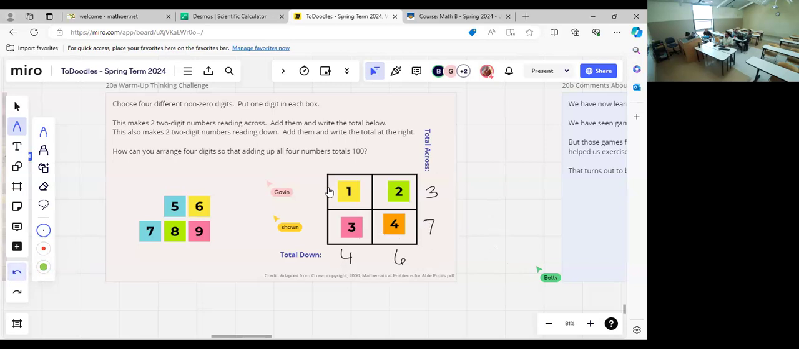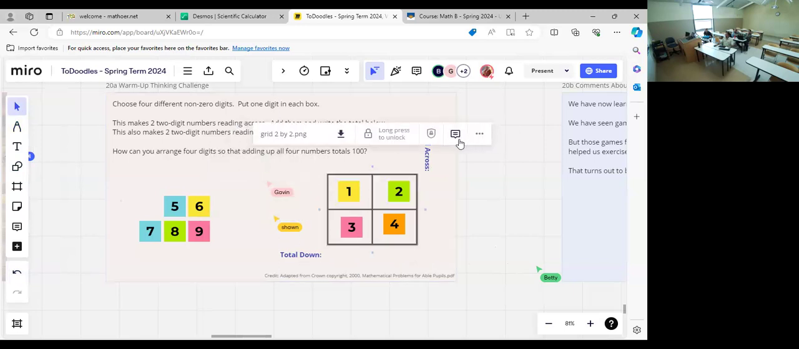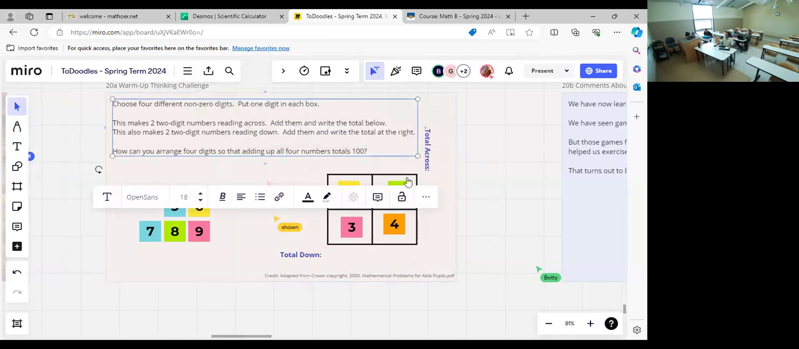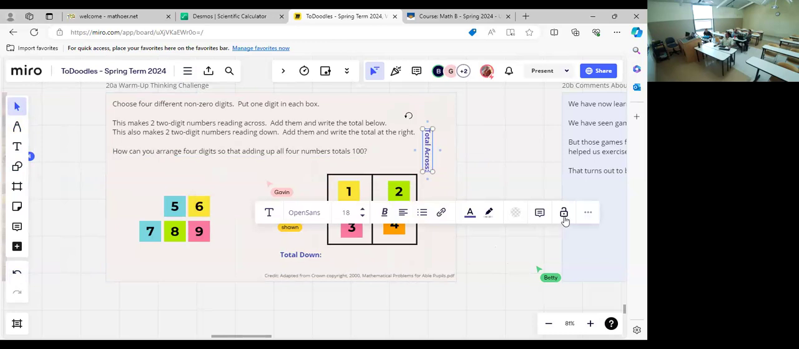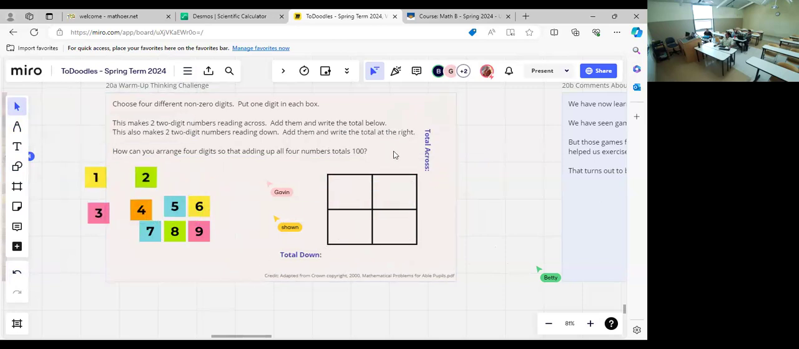So I will erase my writing. And you can move these numbers around and see if you can get it. So when you add sideways and add top and bottom, it comes out to 100. So we're trying to get 100? Yeah. You want the number over here and the number down there to add up to 100.